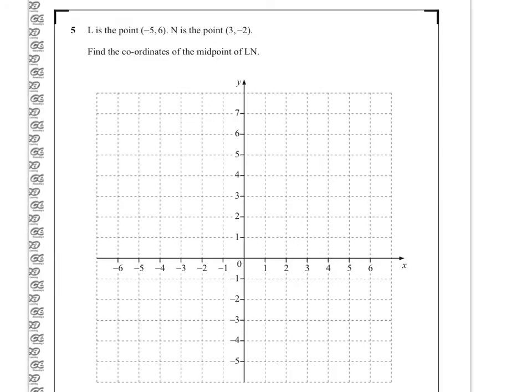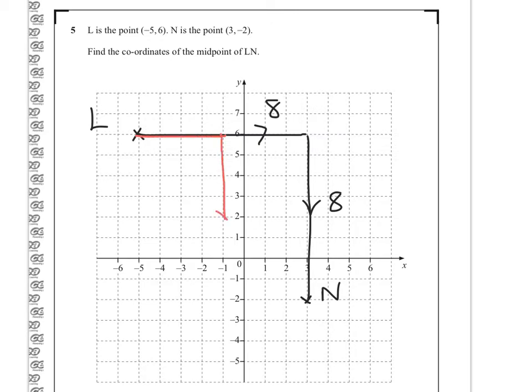So we have L is the point minus 5, 6. N is the point 3, minus 2. Now to get between those 2 points, we have to go across and down. I'm going across 8 squares, and I'm going down 8 squares. That means to get to the midpoint, I'm going to go across 4, and I'm going to go down 4. So the midpoint is at -1, 2.